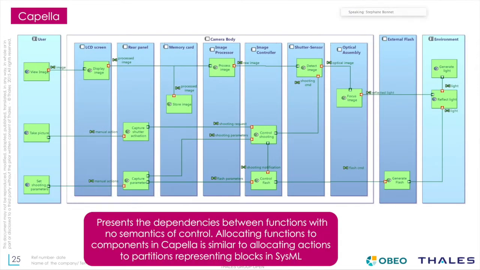In Capella, the equivalent of activities and actions are functions. This is at least what makes the most sense in terms of semantics, because functions are verbs. They illustrate what the components do. But in data flow diagrams in Capella, we only present the dependencies between the function with no semantics of control. Allocating functions to components in Capella is actually pretty similar to allocating actions to partitions in activity diagrams. And on this diagram, I really voluntarily presented my components in a vertical layout to illustrate that this is really pretty similar to swim lanes. I will come back on activity diagrams in the differences, in the part that describes the differences. Sequence diagram.